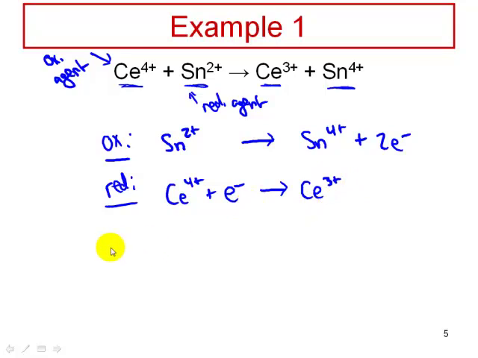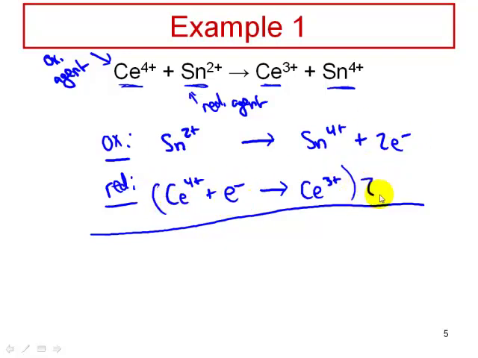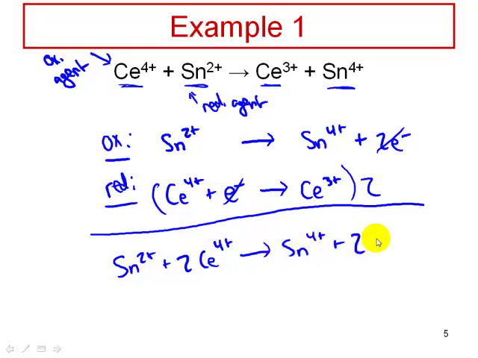Okay? To get the total equation, I got to add those guys together, but before I can do that, I need to make sure that the same number of electrons are used here as get produced up here. Here 2 electrons are produced, here 1 electron is produced, so that tells me I have to multiply this bottom half reaction by 2. If I do that, the electrons will cancel. Tin 2 plus plus 2 cerium 4 plus is going to yield tin 4 plus plus 2 cerium 3 plus.